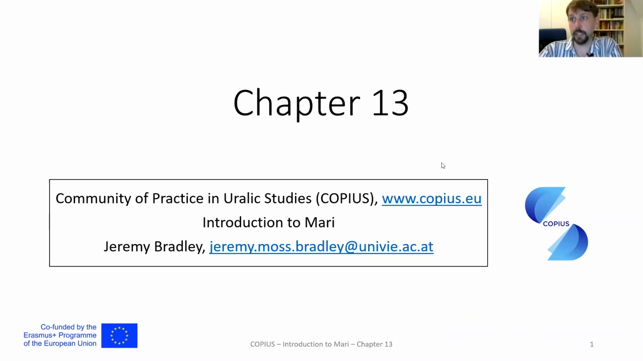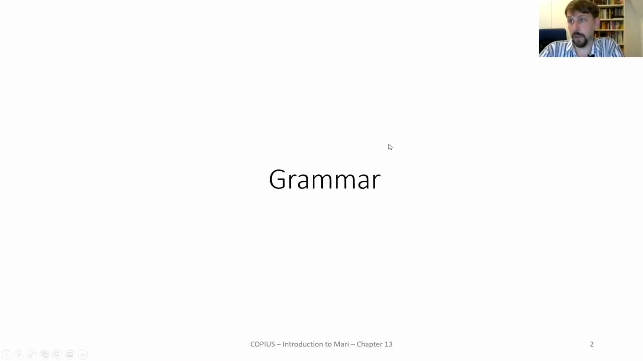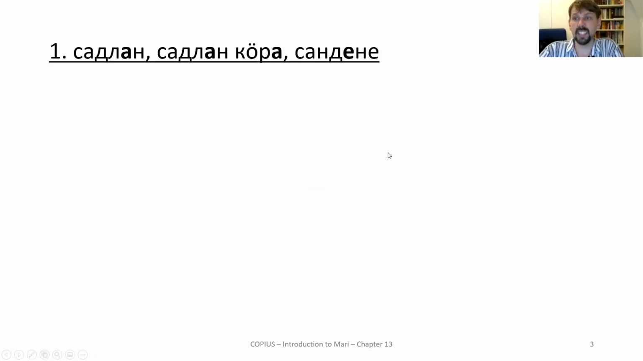Welcome to chapter 13. The first grammatical point that we're looking at here are so-called consecutive clauses, X and thus Y, where we have three conjunctions that we can use to combine them: sadlan, sadlan kara, sandene. Differences that there might be between these three are not trivial, which is to say I can tell you what there are.